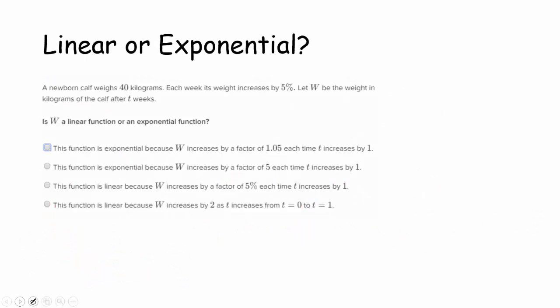So let's look at some specific examples and see if we can pick out some keywords here. So here we've got this newborn calf. It weighs 40 kilograms. That's the initial value for the calf. Each week, the weight increases by 5%. So that's going to be exponential growth because the weight's increasing, and we're increasing by a constant percentage.